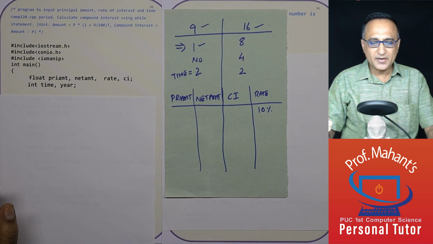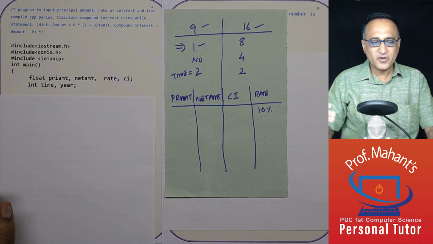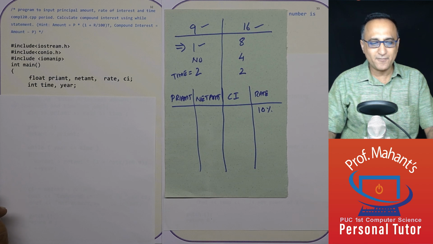We shall take a look at two programs which are going to be solved using the while loop in this particular session. In the first program, we are going to calculate the compound interest given the principal, rate of interest, and the number of years that particular amount is going to be compounded for.